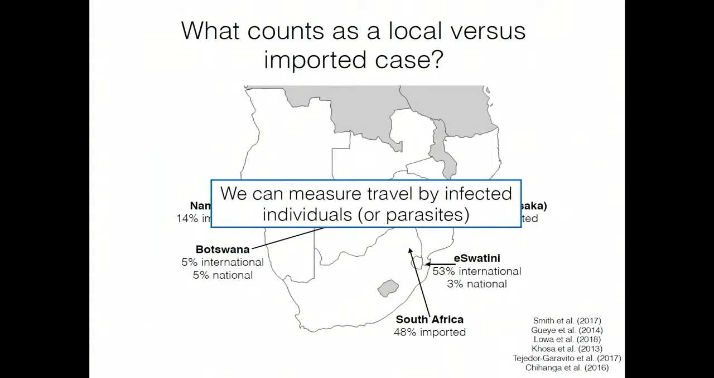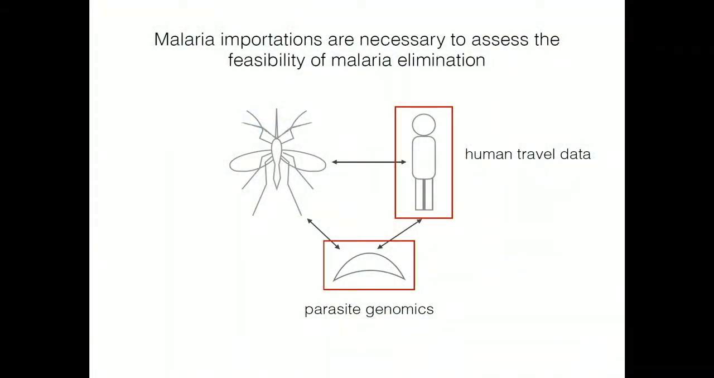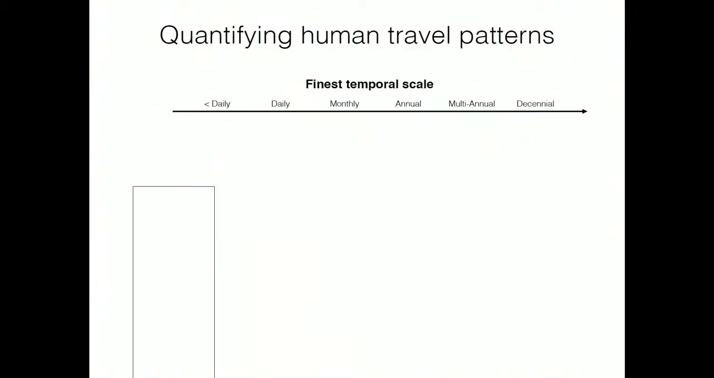But all this implies that you're able to measure these things. So it all sort of implies that we can measure travel or mobility, either by infected individuals, or we can measure the movement of the parasites. And so what we've been doing is trying to surround the problem by looking at a combination of human mobility data and parasite genomics to try to figure out how are parasites connected, how are different populations connected, and how can we measure these movement patterns.